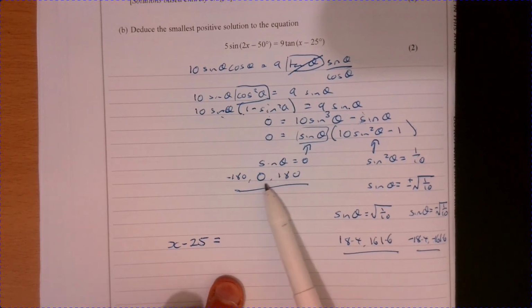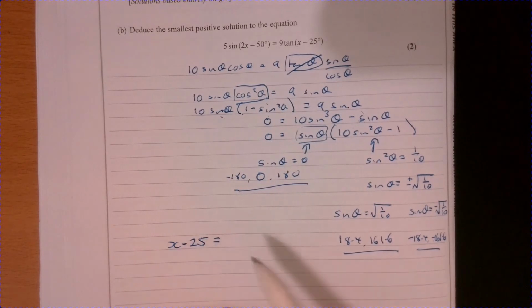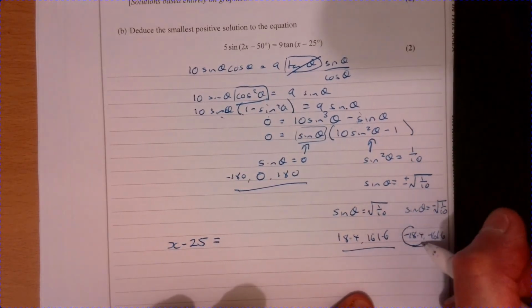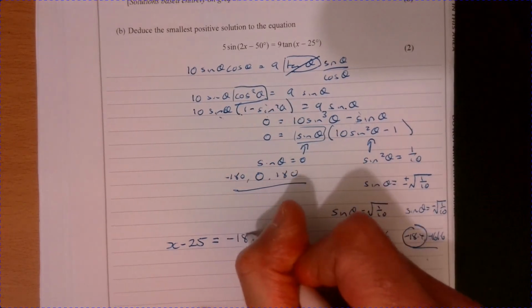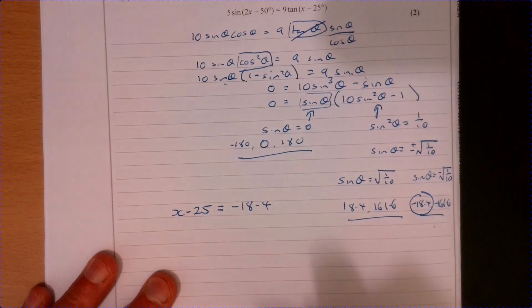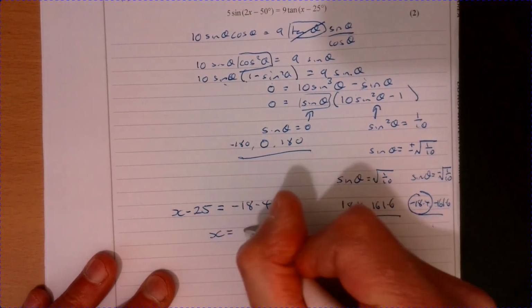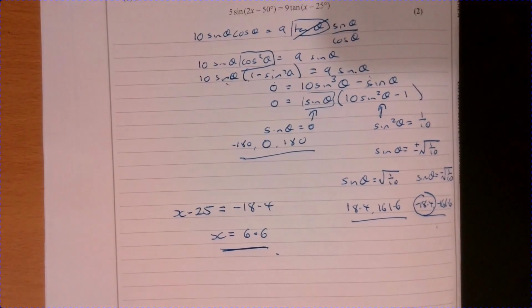0. That would give me a good one in terms of what x could be. I reckon you'll find you could just go through and try them all out. But if you look at this one here, make it minus 18.4, add 25 to both sides, and I think you'll find that x equals 6.6. And you're not going to get smaller than that.